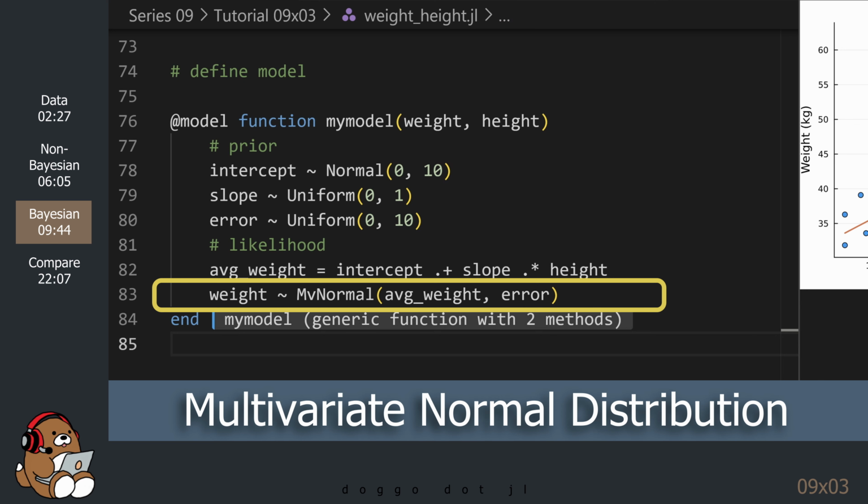MV normal is short for multivariate normal distribution. In the Distributions.jl package, you can only use single values as arguments in the normal distribution function. But since our data will be in the form of a vector, we need to use the MV normal distribution function. The MV normal distribution function is just like the normal distribution function, but it works for multiple dimensions.